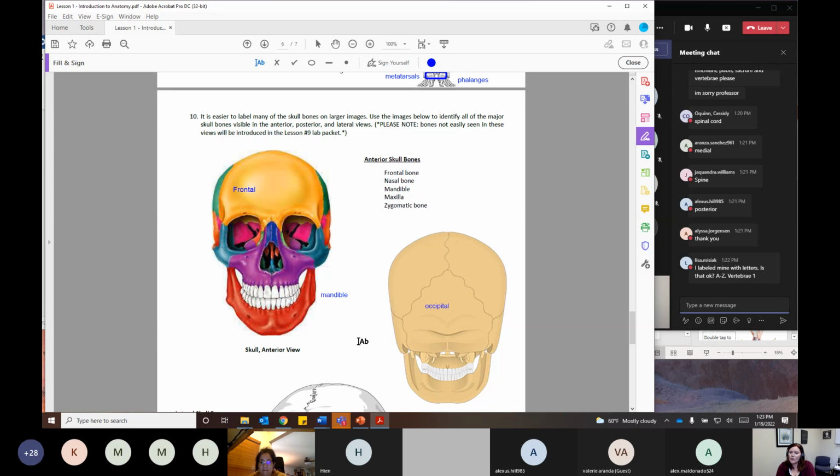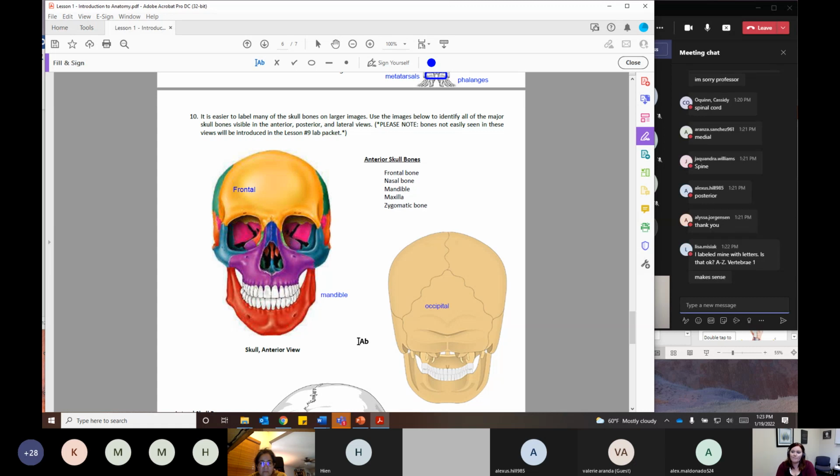Lisa had mentioned in the notes that she labeled her bones with letters. The one thing I'll say about labeling it like that is it's not quite as effective of a study tool for you that way. But if it helps you to learn, I don't care. Do whatever works for you. I've just found that generally it's better to label with words on most of the pictures to make sure that it's a helpful study tool when you come back next time. So take it or leave it. I'm not going to grade these worksheets. Whatever works for you is fine.